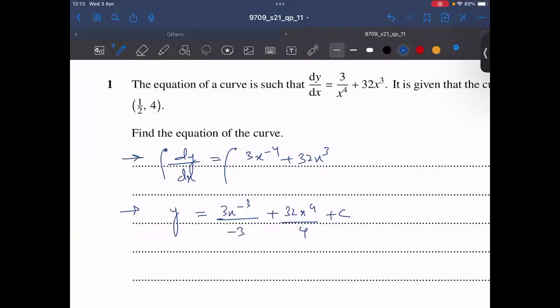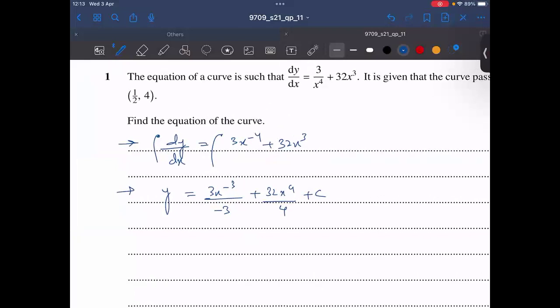All right. So Iman, I hope you have understood till now. And to evaluate the value of c, I'm going to be substituting the coordinates of this point, which lies on the curve. So 4 equals 3. It's going to be minus 1 over x cubed, so it's going to be the cube of half, and plus 8 times half to the power of 4, plus c.